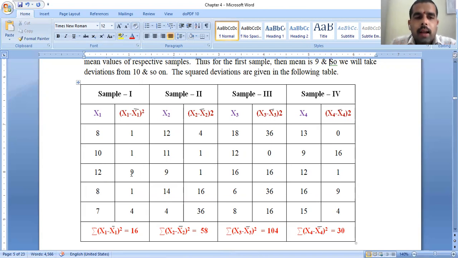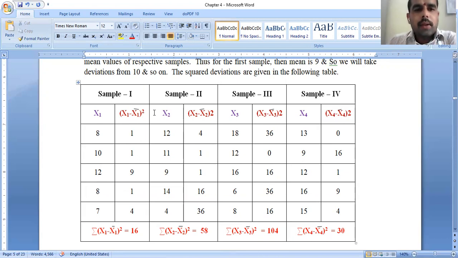12 minus 9, that means 3, 3 square is 9, you got 9. 8 minus 9, okay, that is 1, 1 square is 1. 7 minus 9, 7 minus 9 how much? 2 square is 4. Okay.